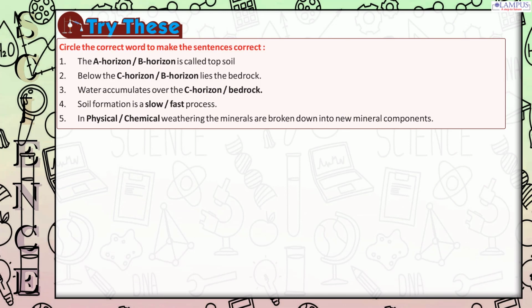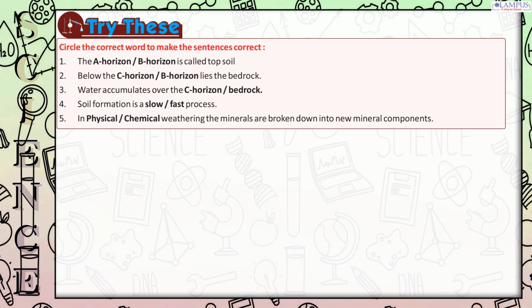Try these. Circle the correct word to make the sentences correct. 1. The A horizon, B horizon is called topsoil. 2. Below the C horizon, B horizon lies the bedrock. 3. Water accumulates over the C horizon, bedrock. 4.